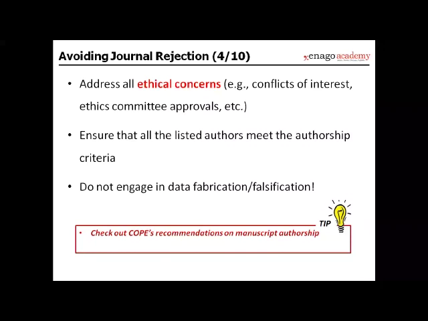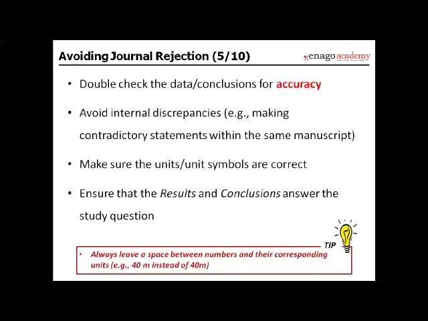Okay, so moving on, you need to double check the data for accuracy. That's very important. You need to avoid discrepancies. So let's say you make a particular statement towards the beginning of the paper and you make an exactly opposite statement at the end of the paper, that's not what reviewers want to see. You need to be very consistent. Make sure the units and unit symbols are correct. I see this error many times, like the manuscript is really good or the thesis is really good, but the units are missing or the unit symbols are inaccurate. So all those things should be avoided.